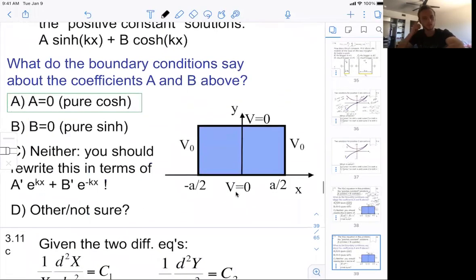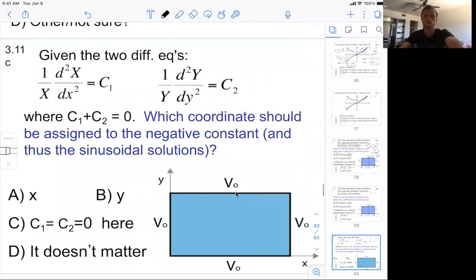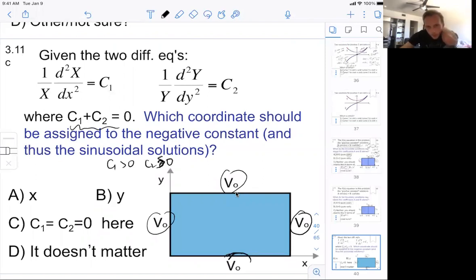One last question. This will be real quick. So here I have V naught on all four of the walls. What does it mean for C1 and C2? Which one has to be positive? Which one has to be negative? Because now they're the same. Now you might wonder, if they're different behaviors, it makes sense to assign one of them to be negative and the other one to be positive, right? But now they are exactly the same behavior. V naught here, V naught there. So what would you predict?